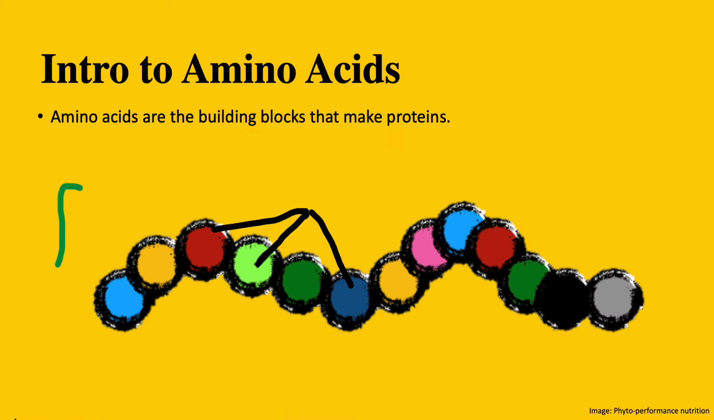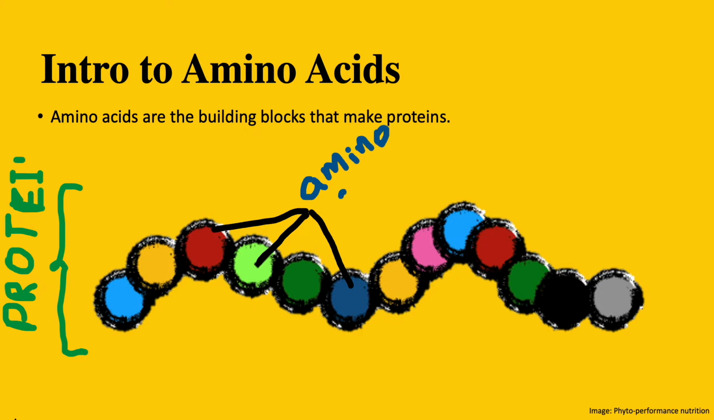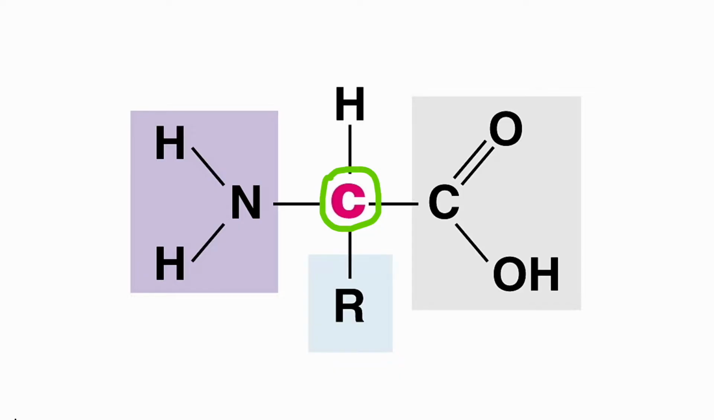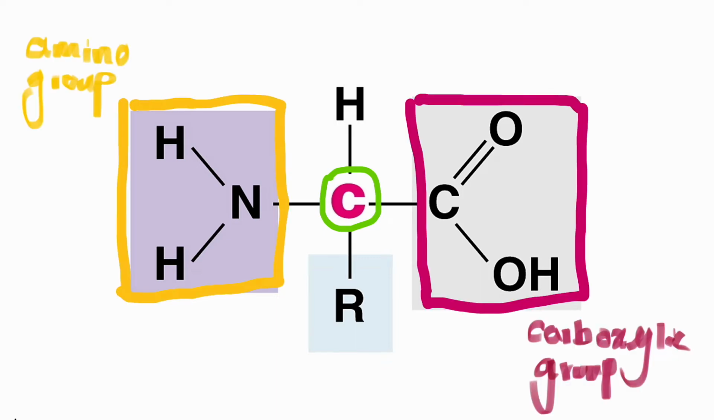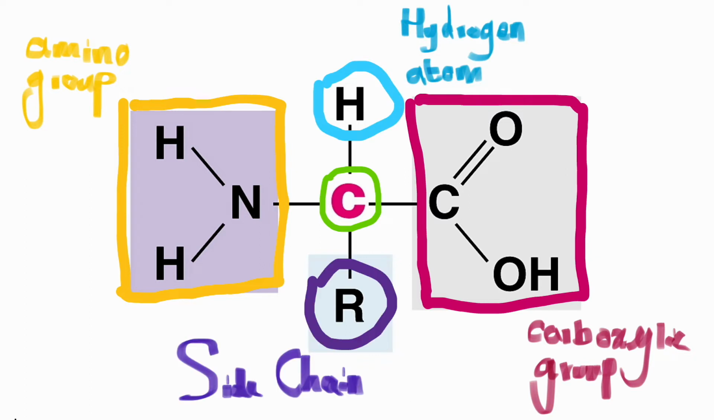Let's get started. A brief rundown of amino acids and how they relate to acid-base chemistry. Amino acids are building blocks that create proteins. All amino acids follow a basic structure. They contain a central carbon atom, often called the alpha carbon, an amino group, a carboxylic group, a hydrogen atom, and a side chain. The side chain is often referred to as the R group as well.